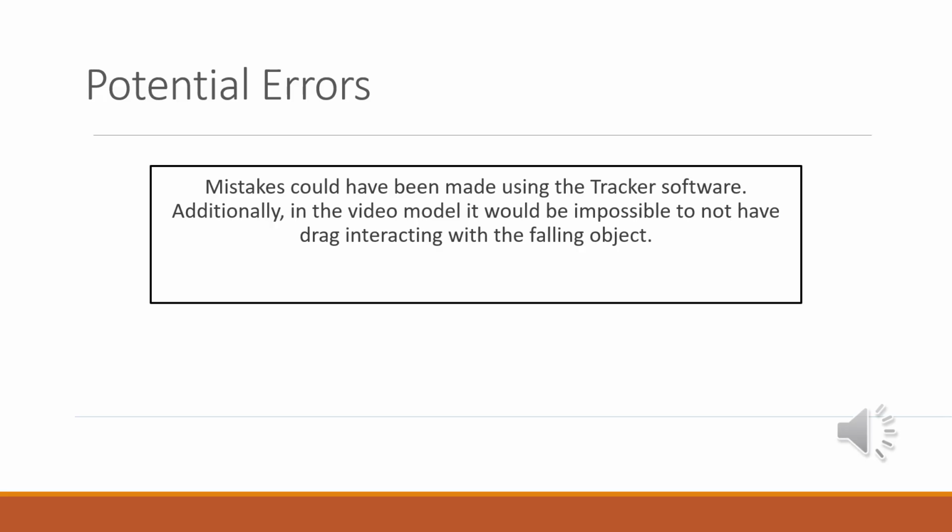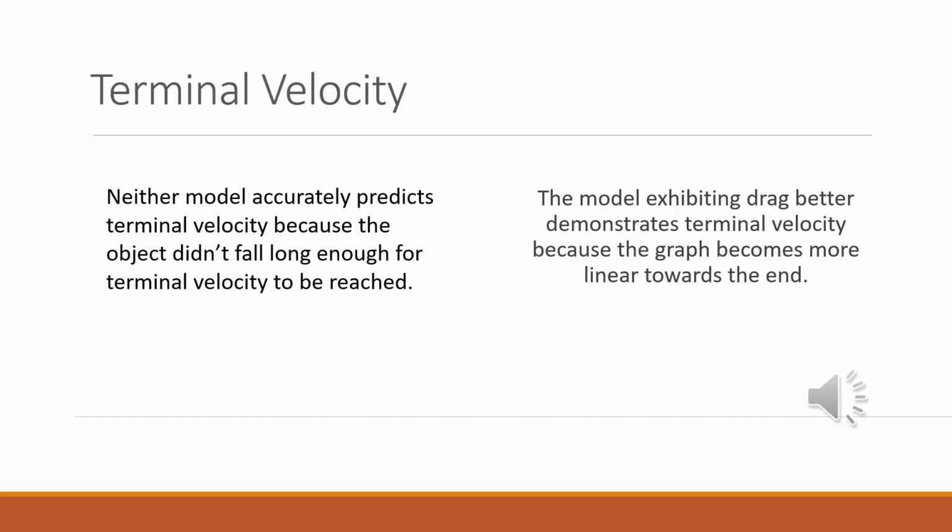Also, in the video model, it would be impossible to not have drag interacting with the falling object. So here, neither model will accurately predict terminal velocity because the basketball didn't fall long enough for terminal velocity to be reached. We could redesign the experiment where we would drop the basketball from a super large height, and it would reach terminal velocity when the force of gravity equals the drag force.